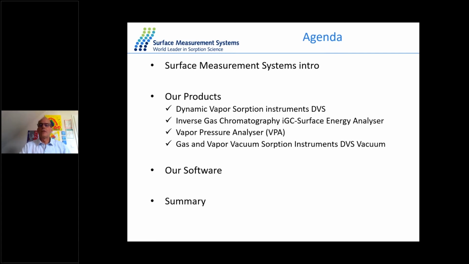About our products, we have dynamic vapor sorption instruments. We have inverse gas chromatography, mainly for surface energy, a surface energy analyzer, but it can do much more. We have the vapor pressure analyzer for solid vapor pressure measurements, and the DVS vacuum system, which is more for microporous and mesoporous materials. We develop the software in-house, and at the end we'll have a summary.